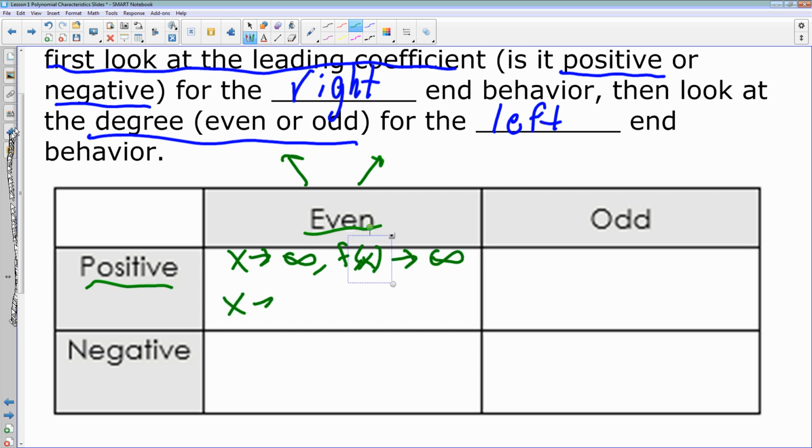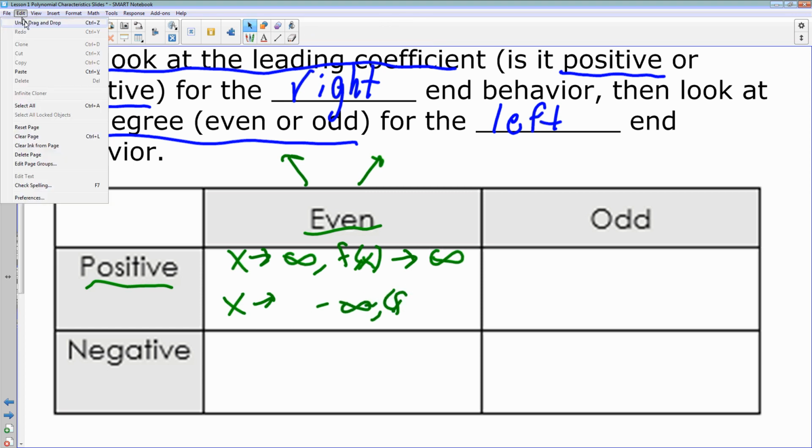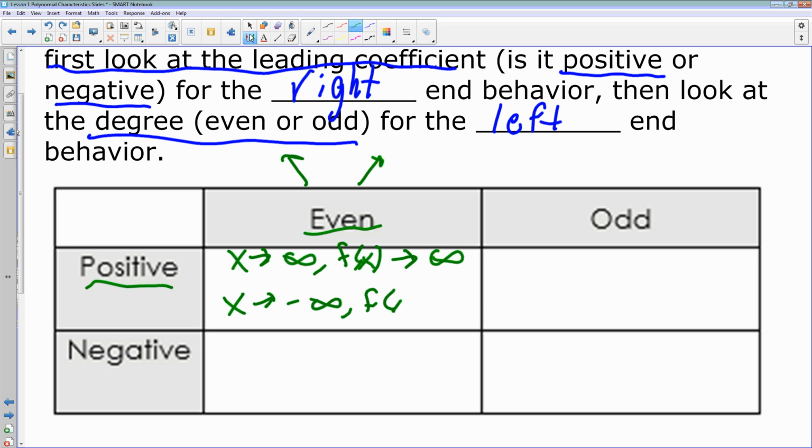And as x goes to negative infinity, f of x is still going to positive infinity. It's up, up. All right. Now, what happens when that leading coefficient is positive, but our degree is odd?